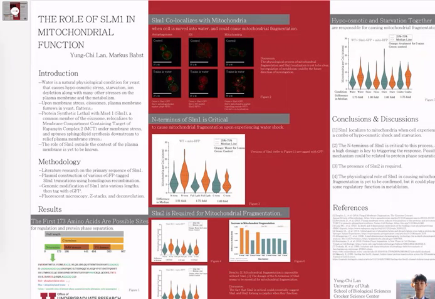I'm a student at the University of Utah, and I'm glad to share my project, which aims to unravel the role of the protein Slm1 in mitochondrial function.